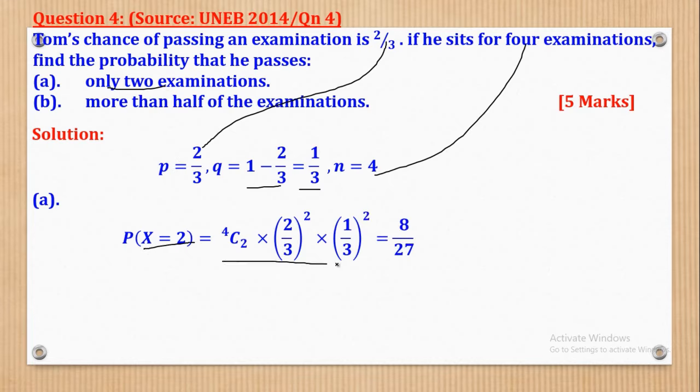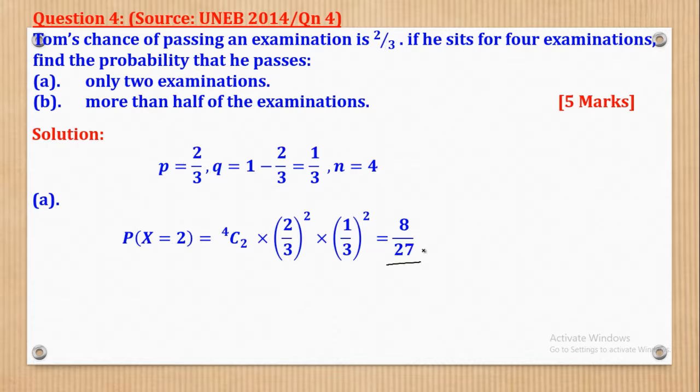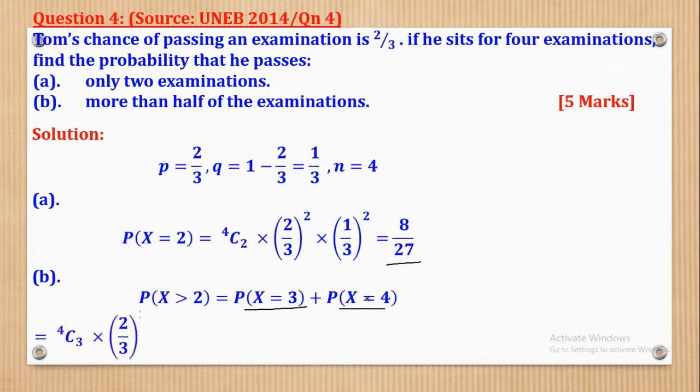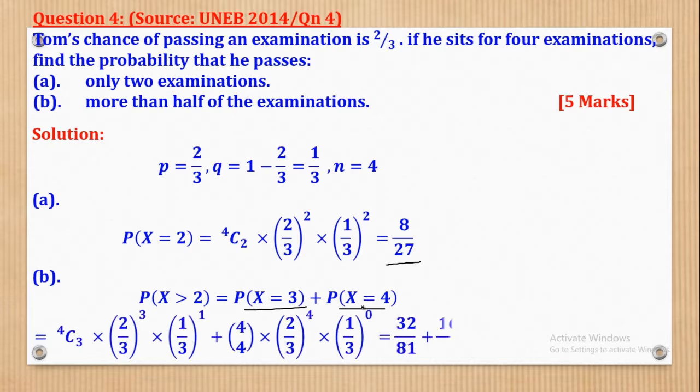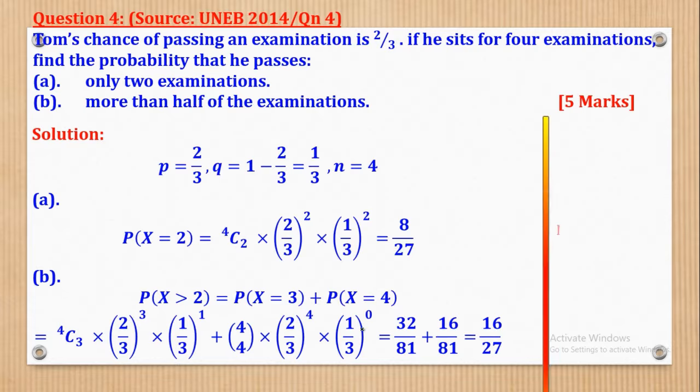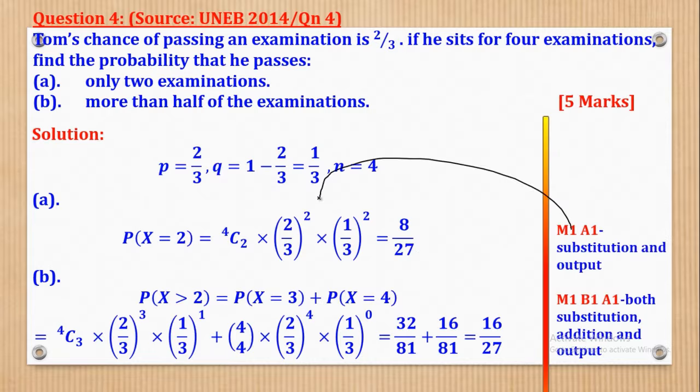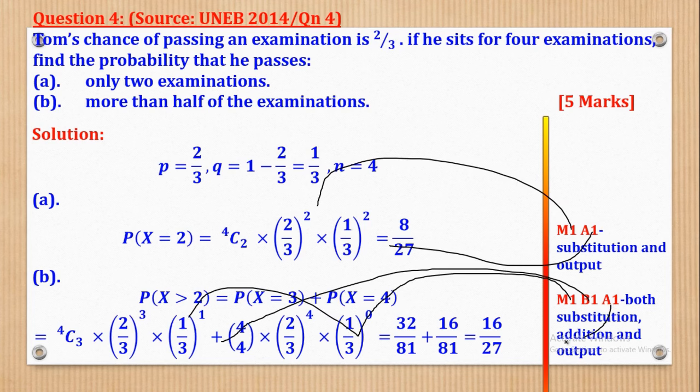The probability of only 2 is the same as exactly 2, which is x equal to 2. There we shall use the binomial formula because this probability of success is not there in the mathematical table. So the output will be 8/27. Then for part B, more than half means greater than 2, which will be 3 and 4. Therefore we shall use the binomial formula still and come up with the required probability as 16/27. So basically that's what they wanted. M1 for the substitution, A1 for the output, M1 for the substitution, and B1 for the addition, A1 for the output.